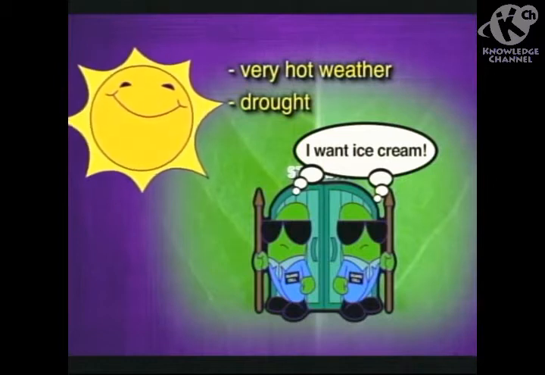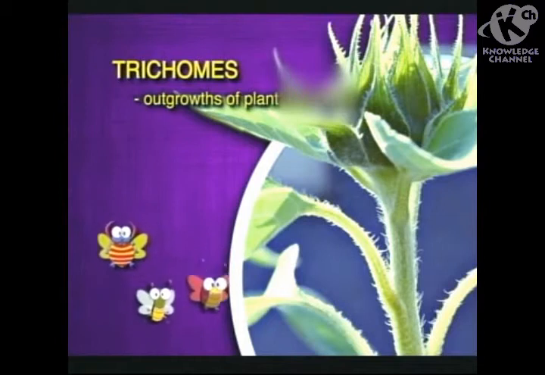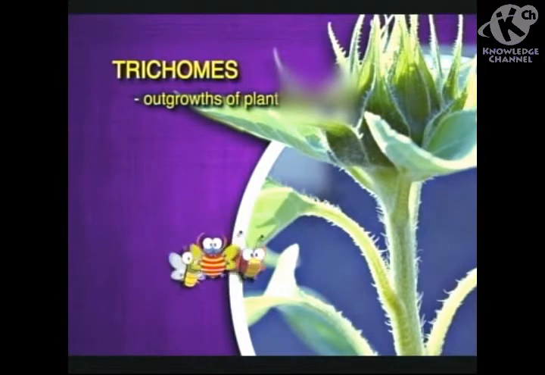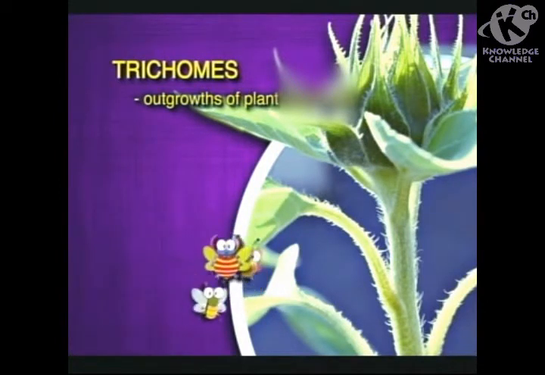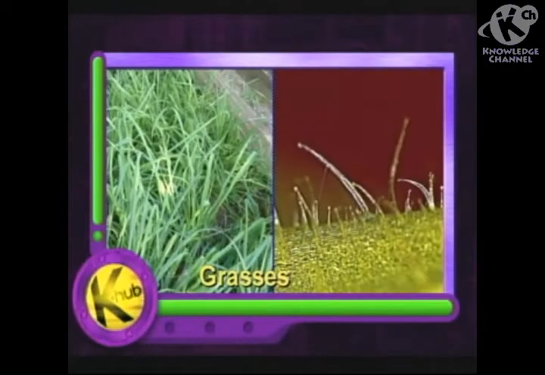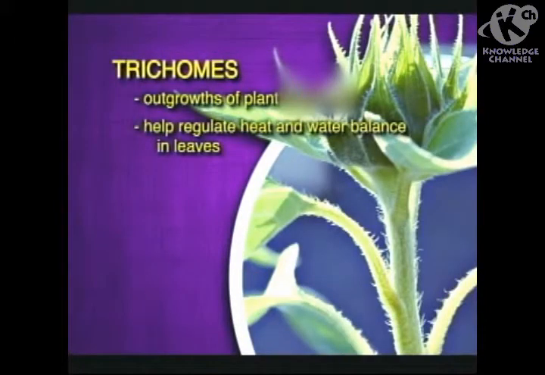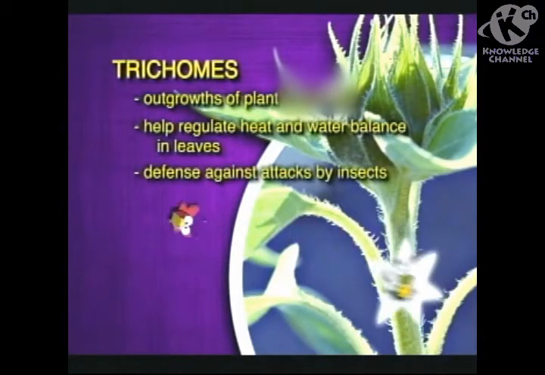What are trichomes and what are their functions? Trichomes are the outgrowths of the plant epidermis, which result in the plant's hairiness. Examples of trichomes are found in the leaves of tomatoes, okra, sugarcane, and many grasses. Trichomes help regulate heat and water balance in leaves. These epidermal hairs in many plant species are also specialized for defense against attack by insects.